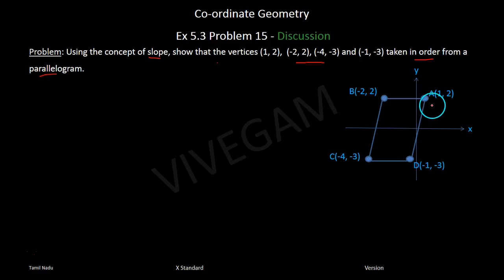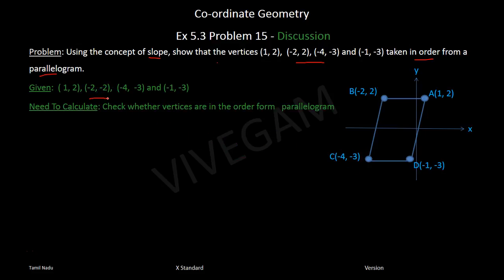So using 2-point form, you have to find the slope of AB, BC, CD and AD and check whether the slopes of opposite sides are equal. That is slope of AB equal to slope of CD, slope of BC equal to slope of AD. So what is given here? The 4 points are given, all the 4 vertices of the parallelogram. Then we need to check whether the vertices form a parallelogram actually. So this is what we are supposed to check.